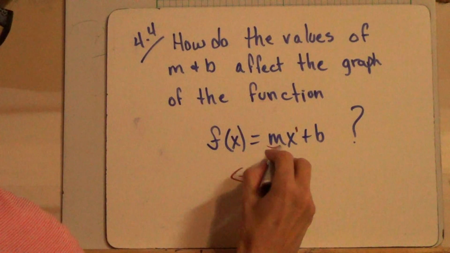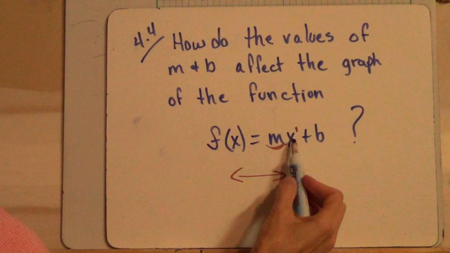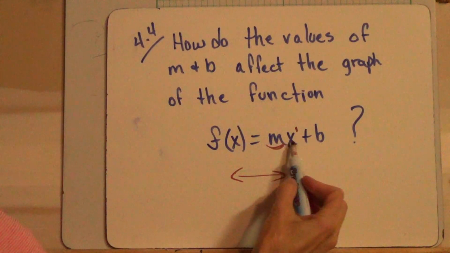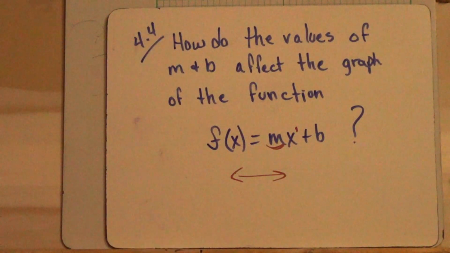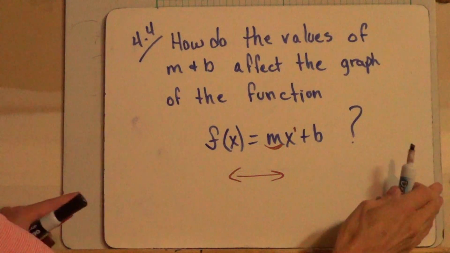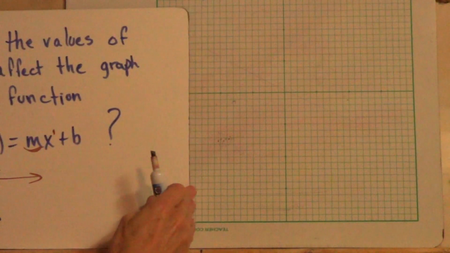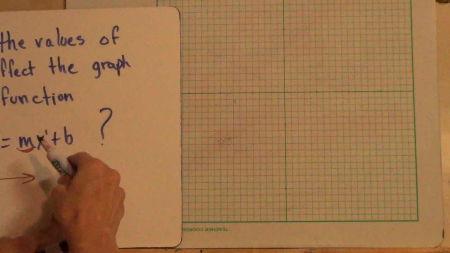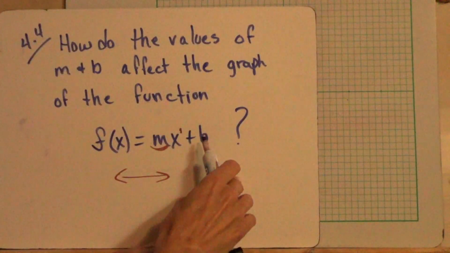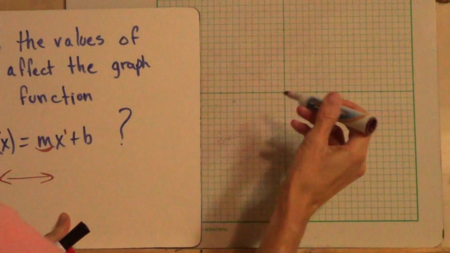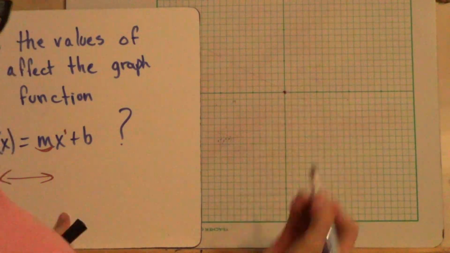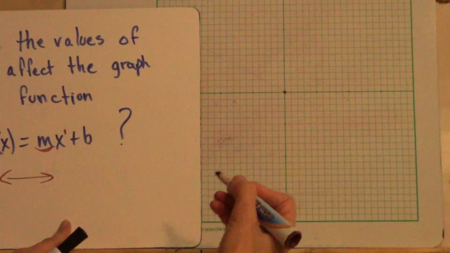The m value, the value that's attached to that x, that ratio that's multiplied by the x, is always your slope. So when you come to class, you're going to actually use a graphing calculator. But let me just show you, let's pretend that the b value is 0. The b value always affects where it goes through here. So if that's 0, it's going through there.